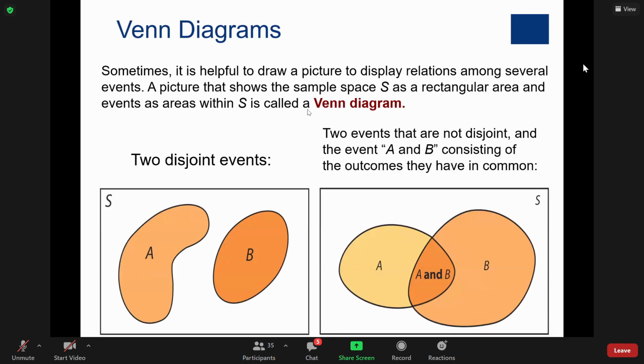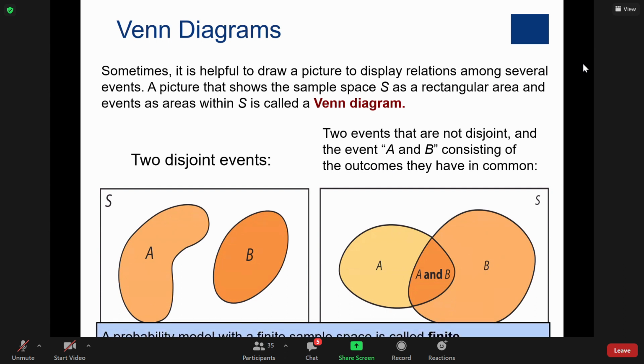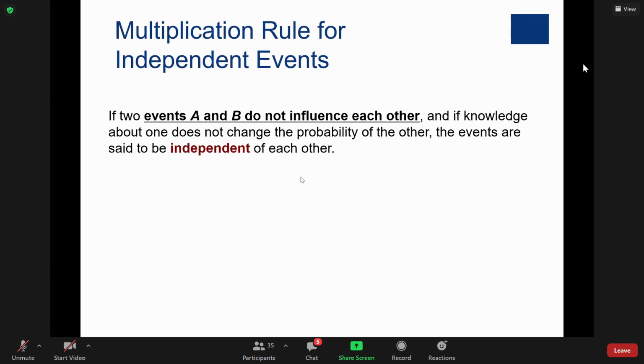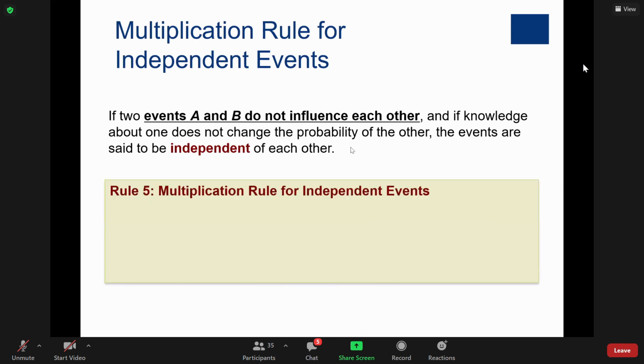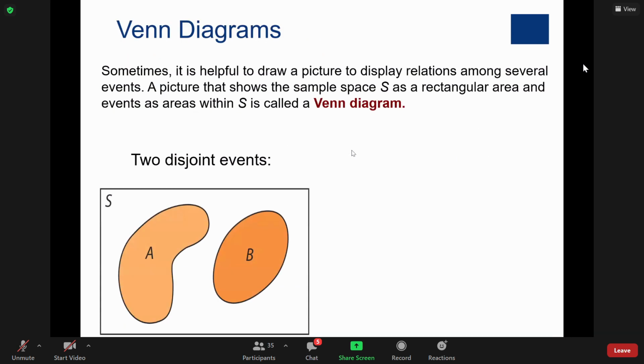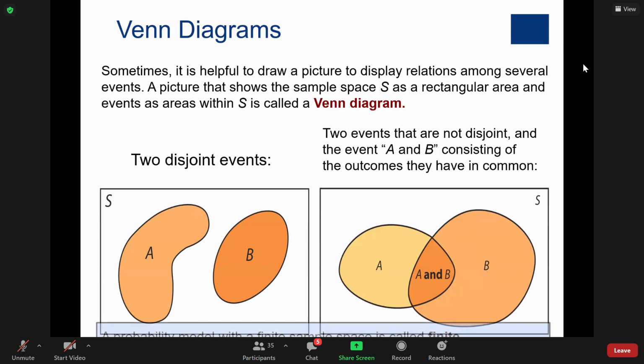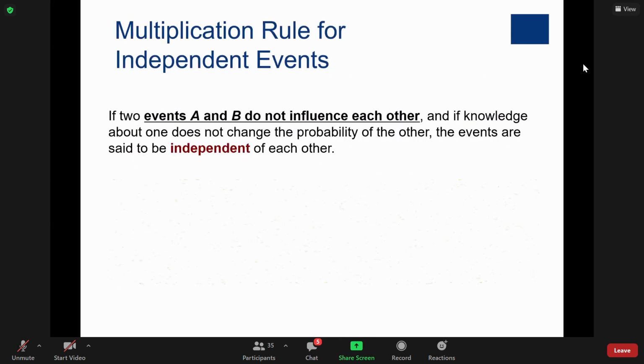And sometimes we use the Venn diagram in order to understand the problem better. We have here, for example, A and B where A intersection B is empty, but in the second case A intersection B is not empty. Once the number of outcomes is finite, we say we have a finite distribution, a finite probability model. Finite means limited, as I said.